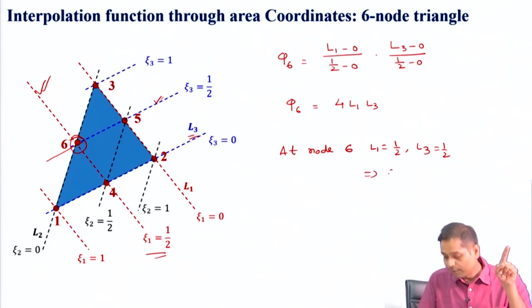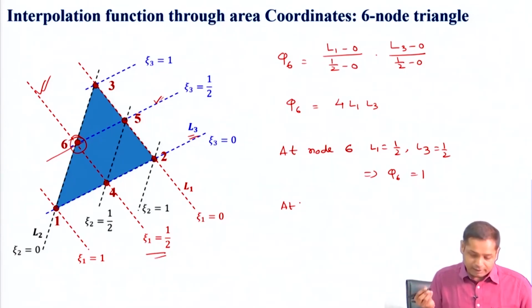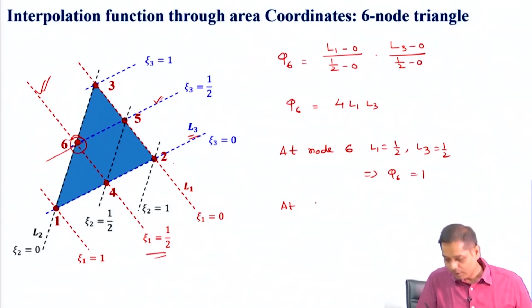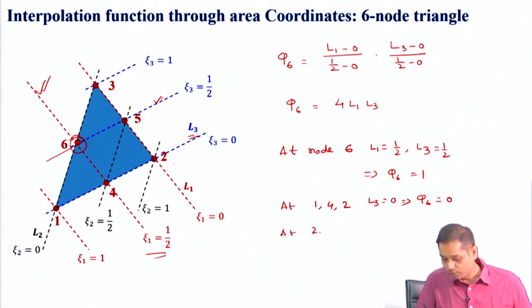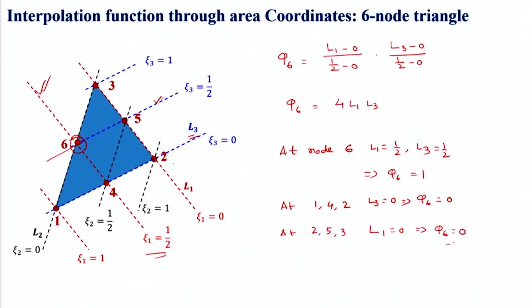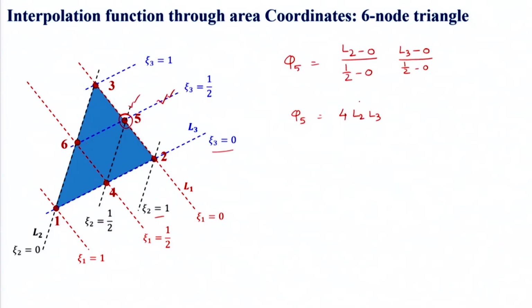So this gives you phi 6 is equal to 1. At other nodes, say you take any other node, either 3, 5, 2 or 1, 4, 2. At 1, 4, 2, L3 is equal to 0, so phi 6 is equal to 0. And say you take another node, 2, 5, 3. If you take 2, 5, 3, L1 is equal to 0, and that gives you phi 6 is equal to 0. So it satisfies the Kronecker delta property, and that is for the other functions as well.